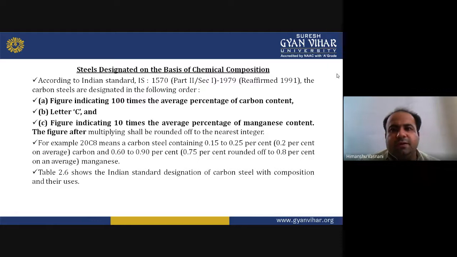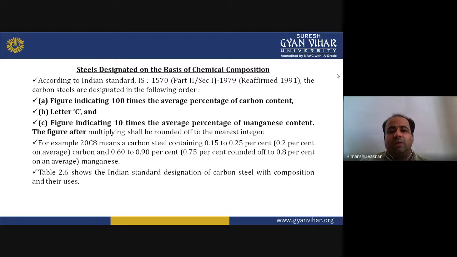According to the Indian standards, the carbon steels are designated in the following order. The figure indicating 100 times the average percentage of carbon content, then the letter C, and the figure indicating 10 times the average percentage of manganese content. Firstly it is the carbon content, then the letter C, and then the manganese content. The figure after multiplying will be rounded off to the nearest integer. For example, they say 20C8. That means a carbon steel having 0.15 to 0.25% carbon, and then 0.6 to 0.9%, that is around 0.75 to 0.8%, manganese.